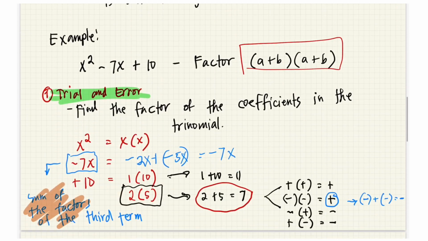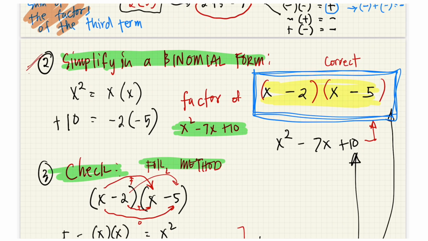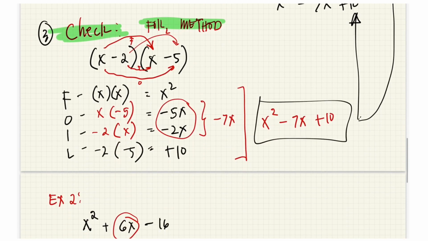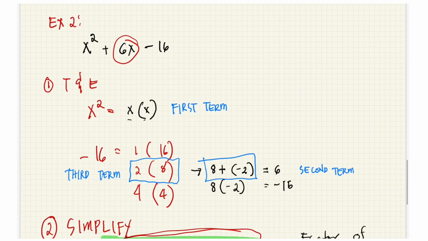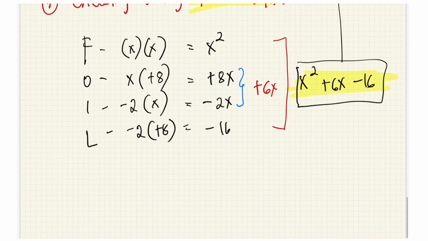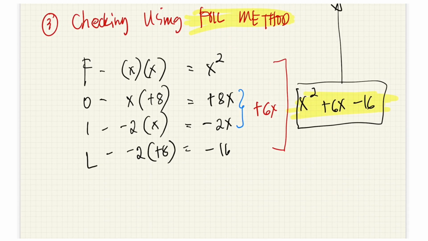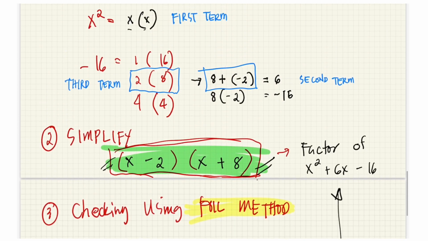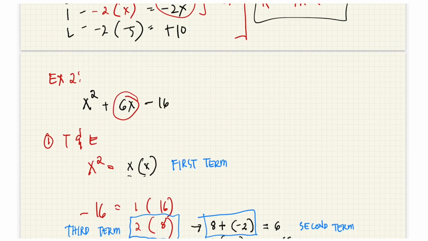We use trial and error. Second, we simplify it in binomial form, and third, we check and use the FOIL method. Look at the two examples. I hope all of this is clear. FOIL method is clear, and don't forget there will be a worksheet attached to this, and make sure you are able to answer it and submit it on time. If you have any question, feel free to ask, leave a comment, and I'll be very happy to answer your question.